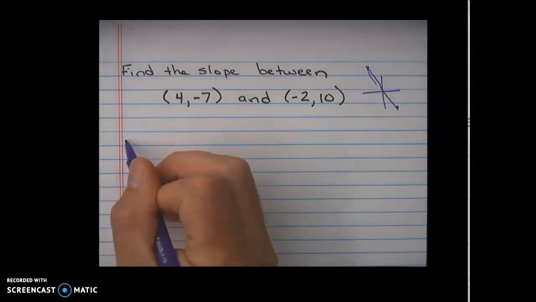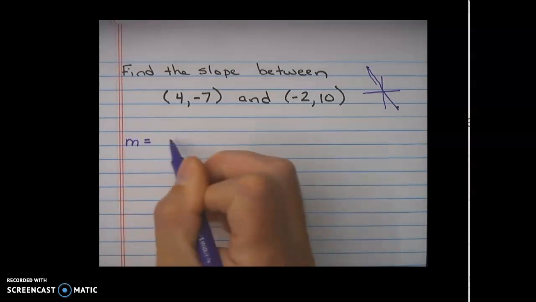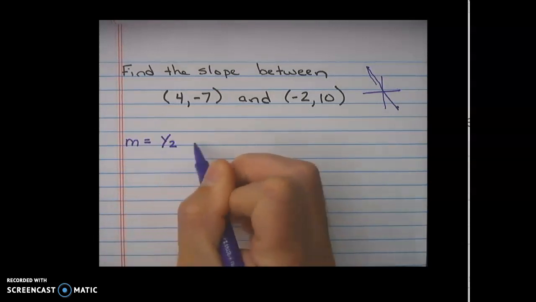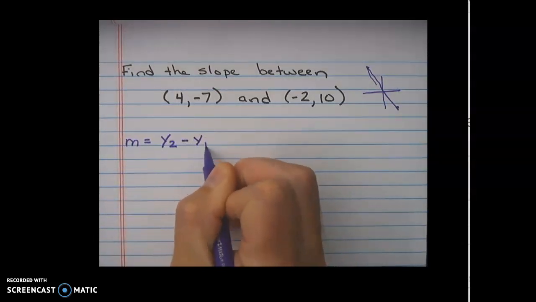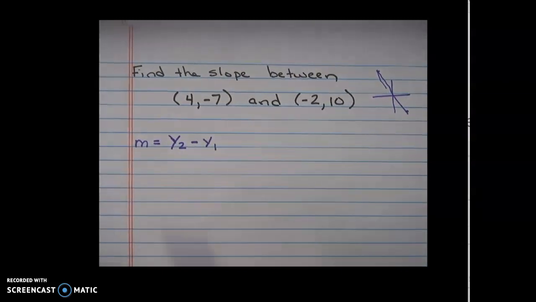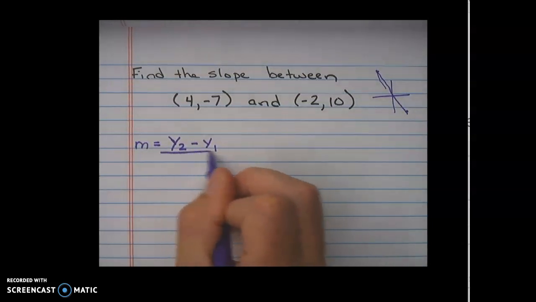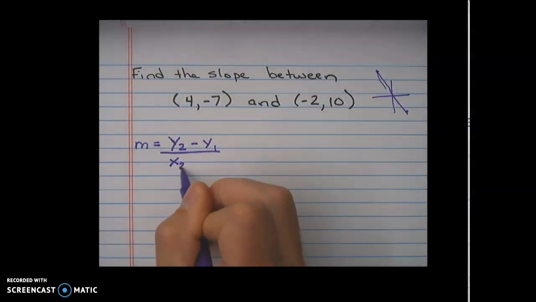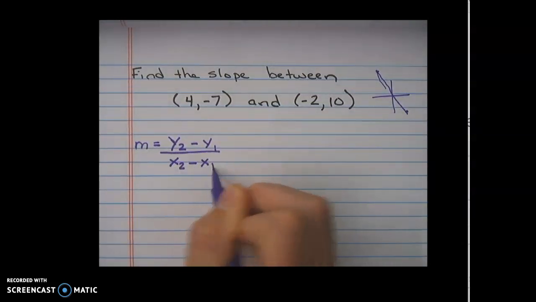So this is something you'll need to memorize. The slope formula is the second y value minus the first y value. Again, we start with the y's because the y's explain the rise of our slope, divided by x2, or the second x value, minus x1.